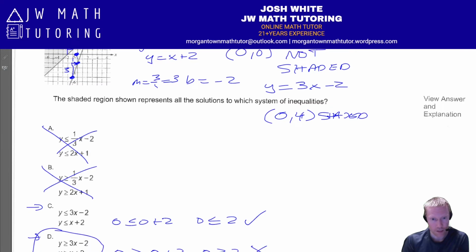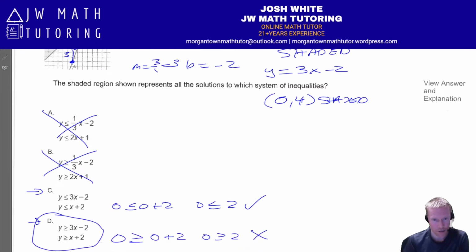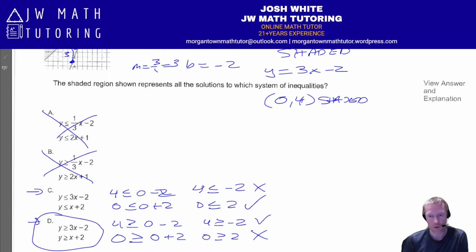So what that means is if I go down here and check it, 4 is less than or equal to, now 3 times 0 is just 0, and then minus 2. 4 is less than -2. That is incorrect. That is false. If you look at answer choice D, basically we get the opposite thing. 4 is greater than or equal to 0 minus 2. 4 is greater than or equal to -2. That is true. That is correct. And since 0, 4 is in the shaded portion, that's what we want. So that's just further confirmation that the correct answer for this one is going to be letter D.